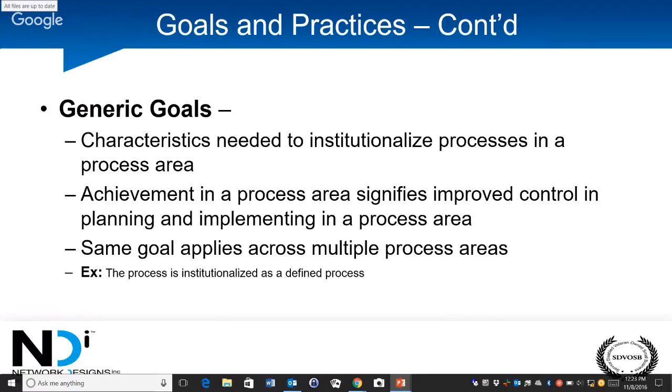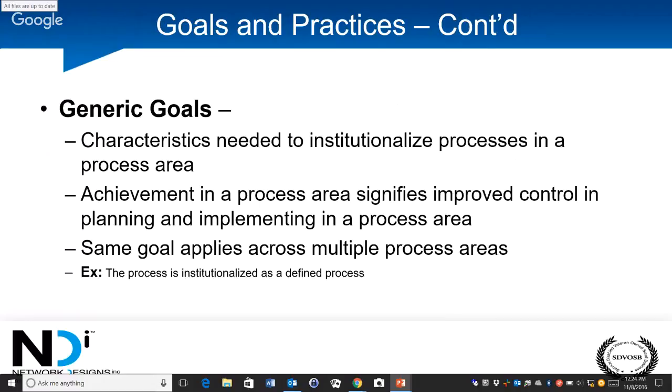Once we've determined that we can do it successfully, we do it the same way all the time. And the same goal applies across multiple process areas. So these generic goals are going to look the same across all process areas, such as requirements management, risk management, measurements, and now all of those specific goals. There are generic goals that go along with them, and that shows that we have taken it to heart as a company, as an institution, that we will do this the same way all the time.